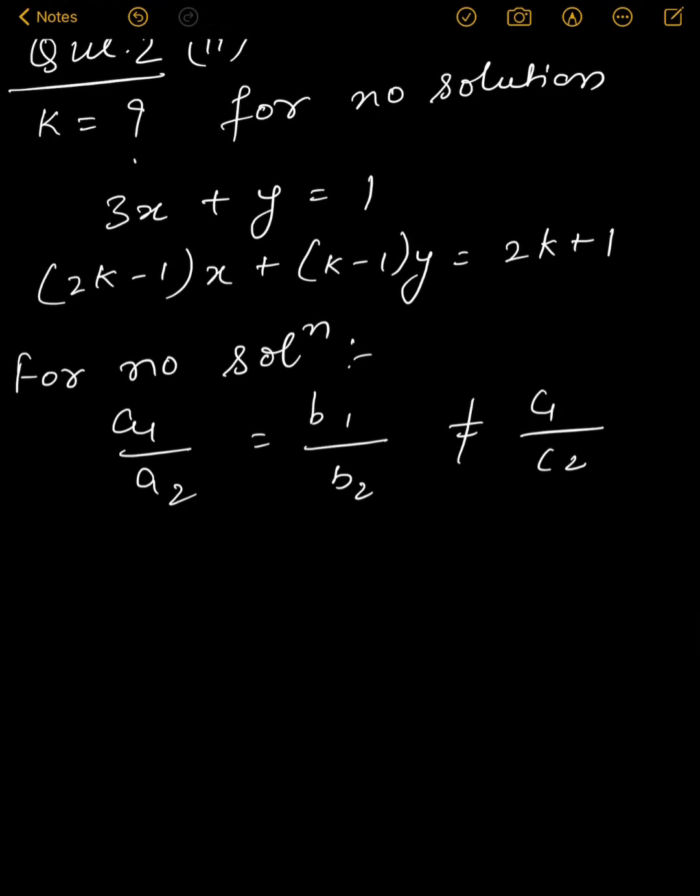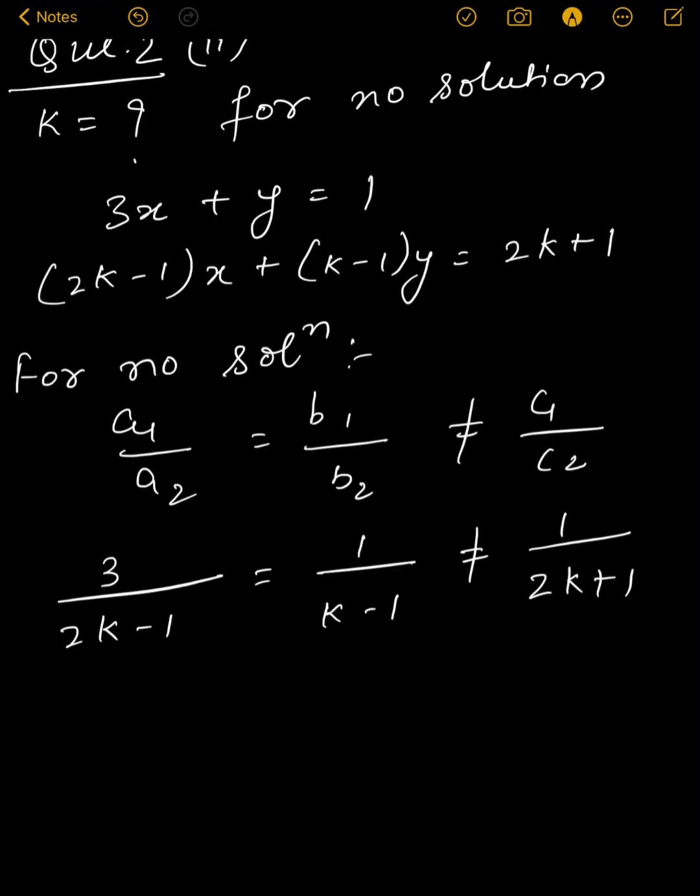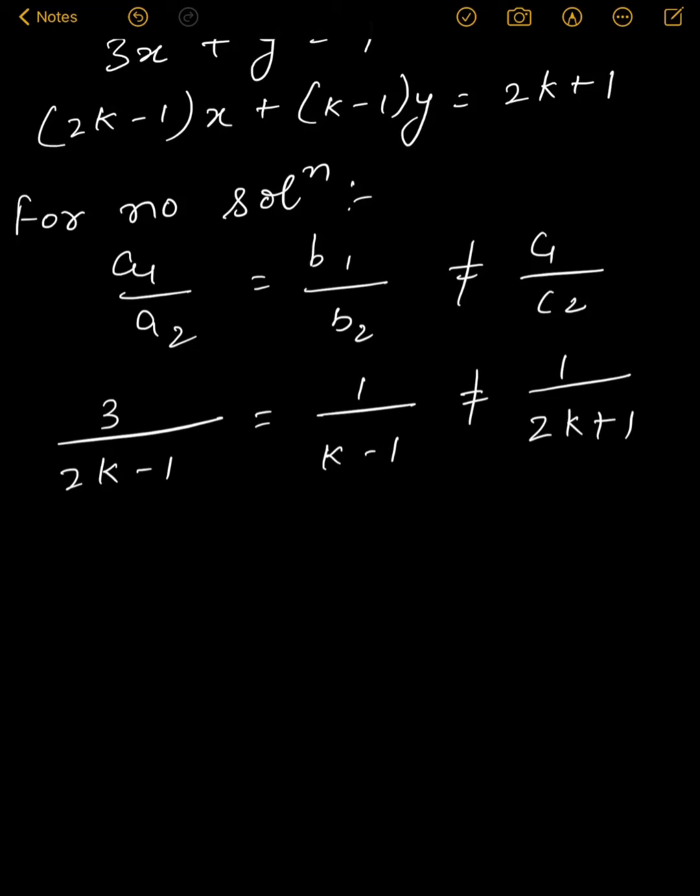So what we can write here, 3 upon 2k minus 1. a1 means coefficient of x in the first equation and a2 means coefficient of x in the second equation. Similarly, b1 is the coefficient of y in first equation and b2 is the coefficient of y in second equation. So this is 1 upon k minus 1 is not equal to 1 upon 2k plus 1. So these are three ratios. Two are equal to each other and one is not equal to the other.